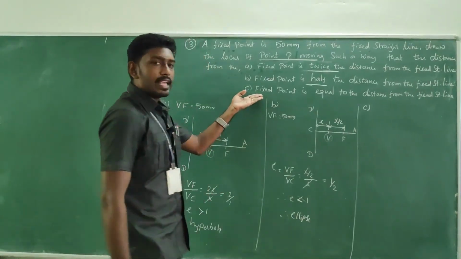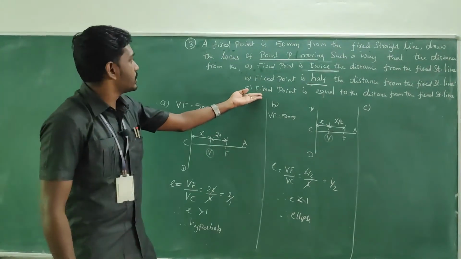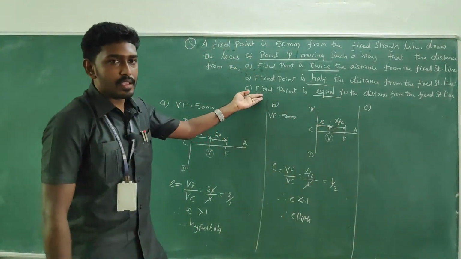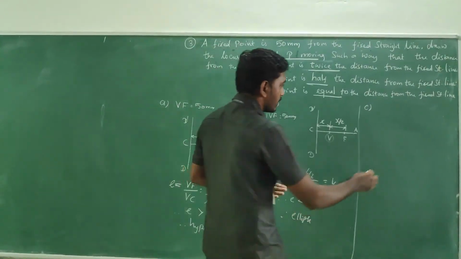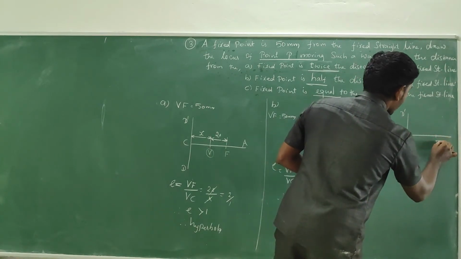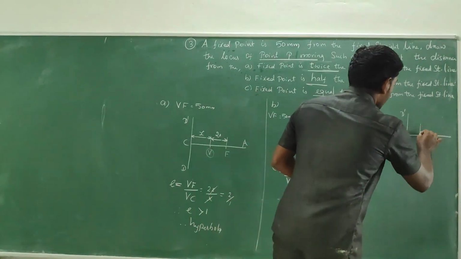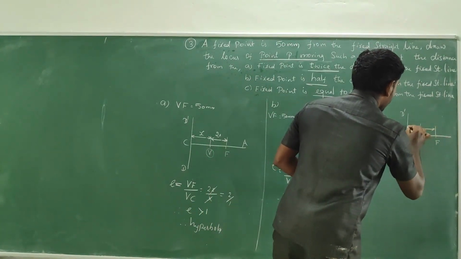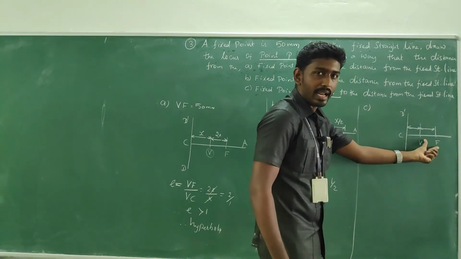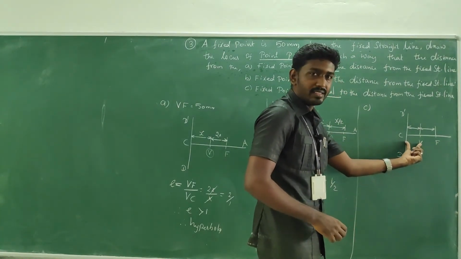Okay, move to the third condition. The moving point moves in such a way that the distance from the fixed point is equal to the distance from the fixed straight line. So that means, here we will have the focus, this would be C, and between them V. What it is saying is, the distance from the moving point to the fixed point is equal to the distance of the moving point to the fixed straight line.